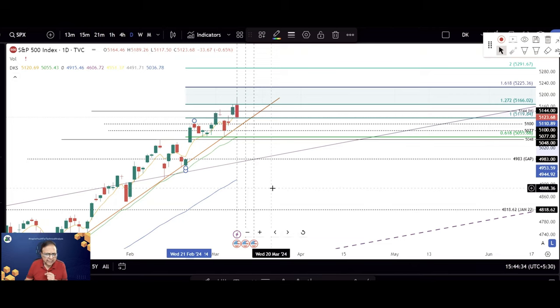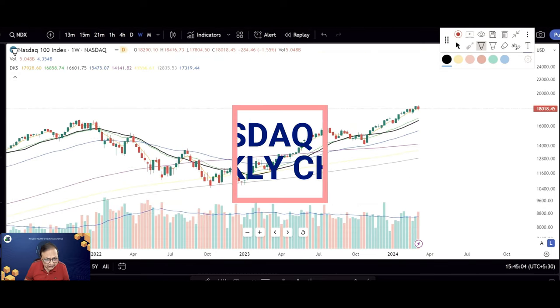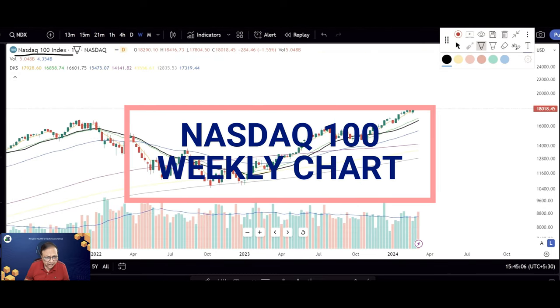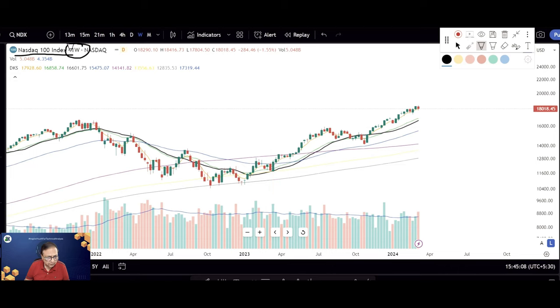Now let us move to Nasdaq 100. This is the price chart of Nasdaq 100 index in weekly time frame. This index in the last week closed at 18,018.45, but had fallen by 1.55% on a week-to-week basis. Here too, it is trading almost at all-time high. This was the earlier high it made in November 2021.